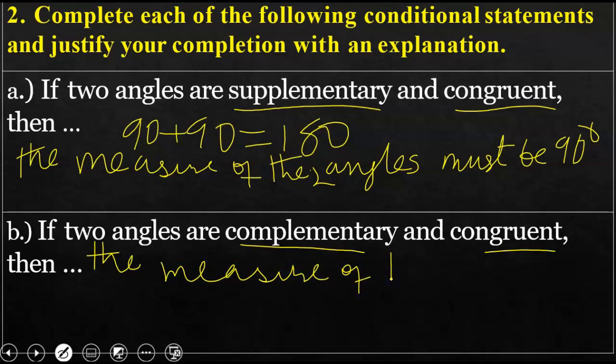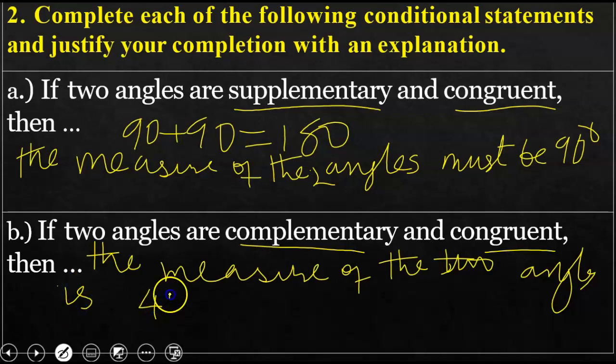Same if two angles are complementary and congruent, then the measure of each of them, of course, must be 45 degrees, because 45 plus 45 equals 90.